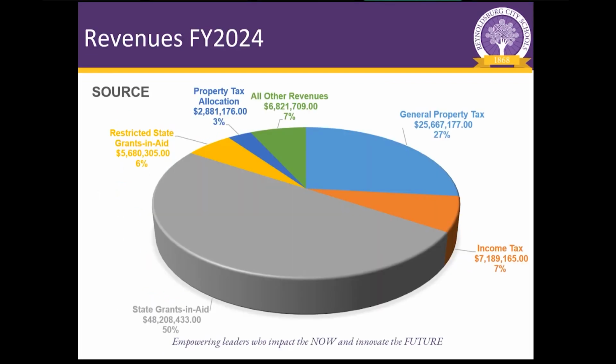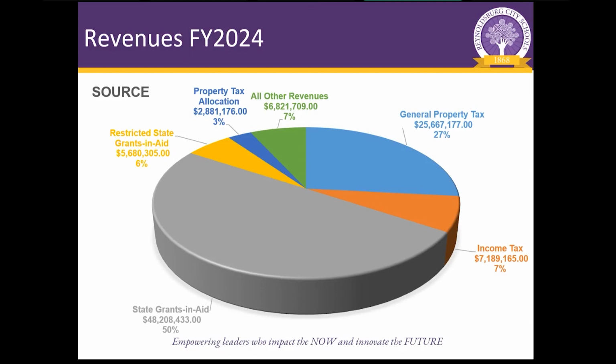This graph illustrates the source of the district's funding. The restricted state grants and aid, that's this portion here, and the state grants and aid. These two combine to make up about 56% of the district's general fund operating revenue. This is followed by the general property tax, and this is generated by levies that have been passed throughout the years.